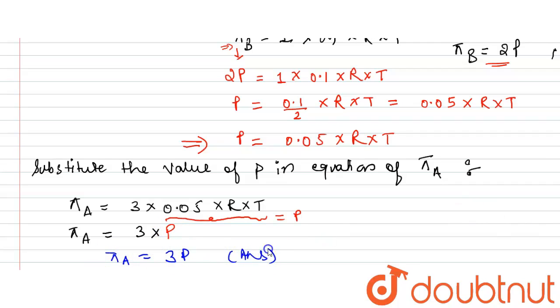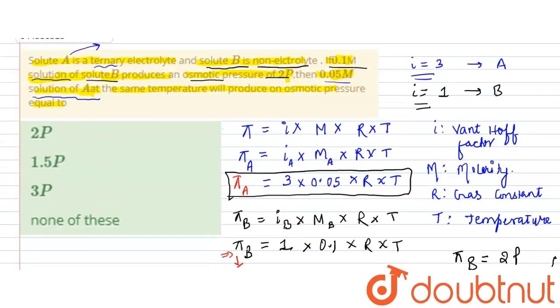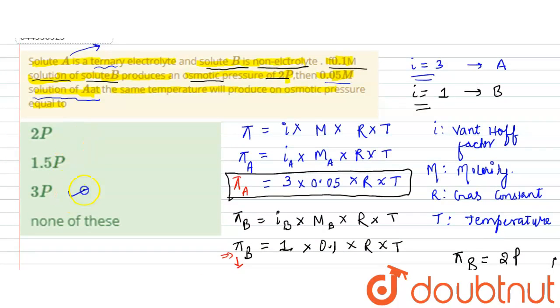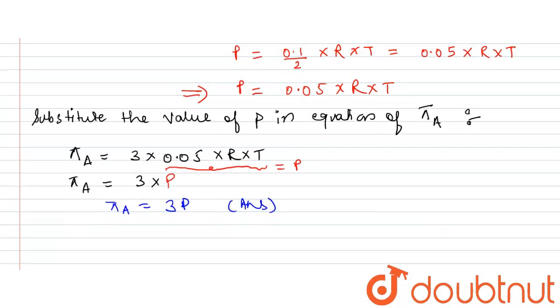Now let's check the options. This is the correct option, which is option C, 3p. So we will write option C is the correct choice. I hope you have understood.